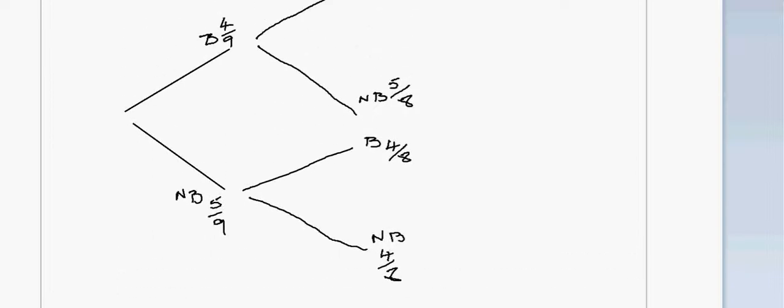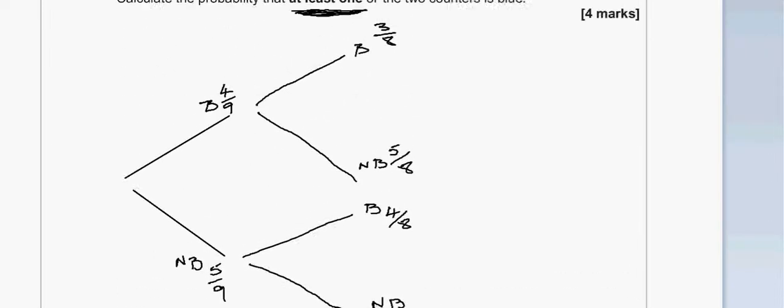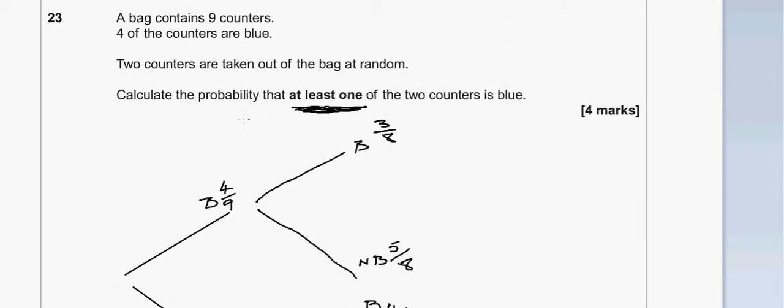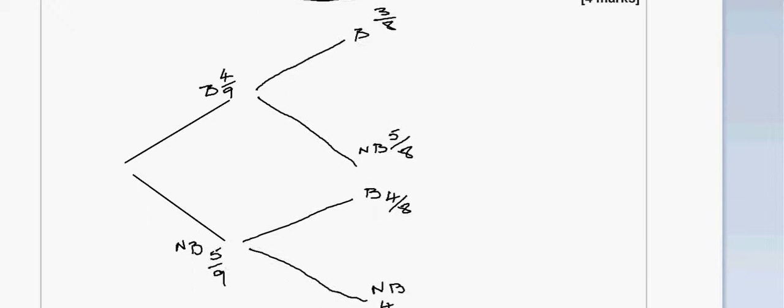So that will be 4 over 8. All probabilities add up to 1, so this must be 4 over 8. So now I have my tree diagram. Now it says calculate the probability that at least one of the 2 counters is blue.